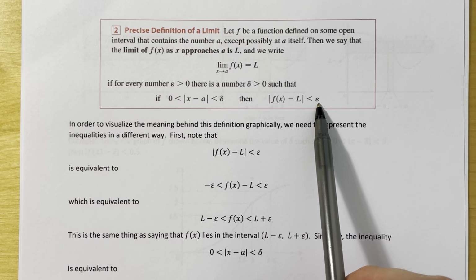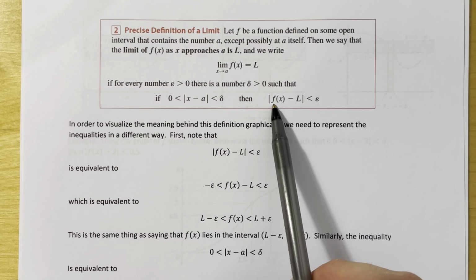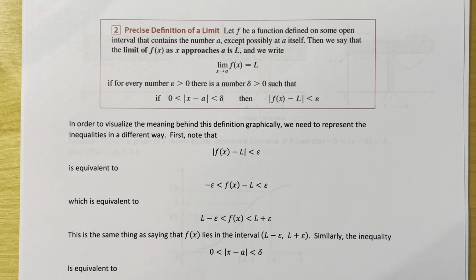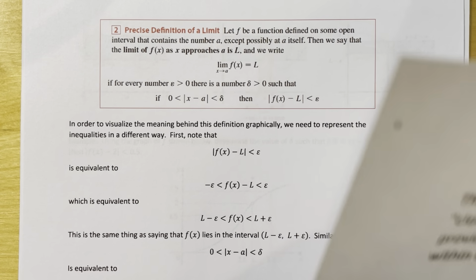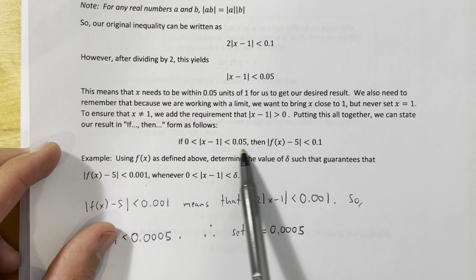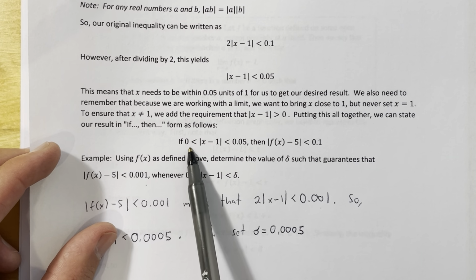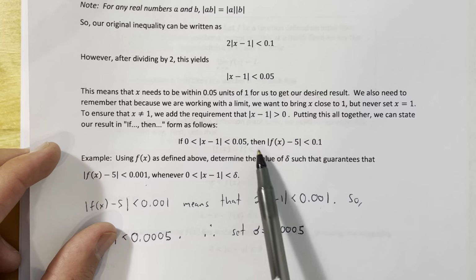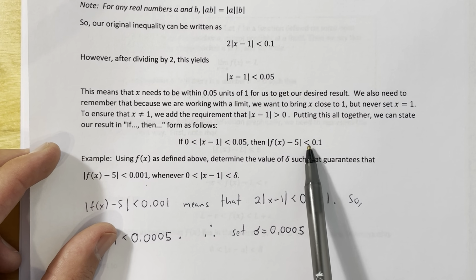This epsilon right here represents the threshold I've been talking about. It represents how close we want f to be made to our limit L. Okay, so looking back, find, not that page, this page here. I don't know. Where did I put that if-then statement? Was it here? Yes, here, okay. So here is that if-then statement for our specific example. If 0 is less than absolute value of x minus 1, which is less than 0.05, then the absolute value of f of x minus 5 is less than 0.1.